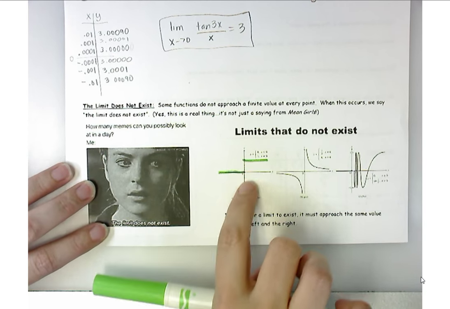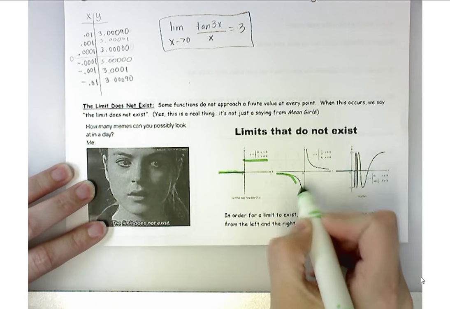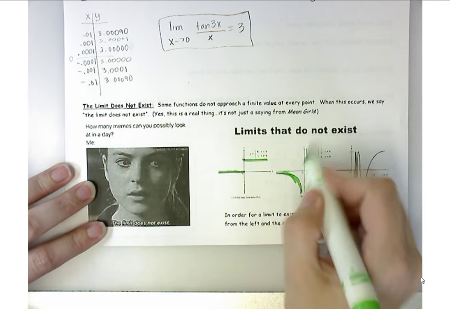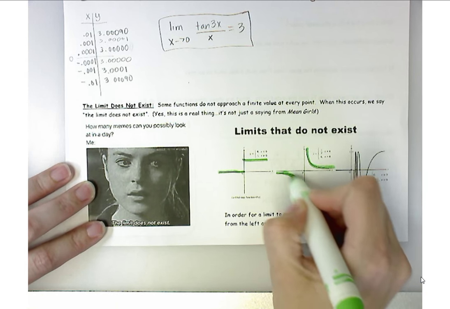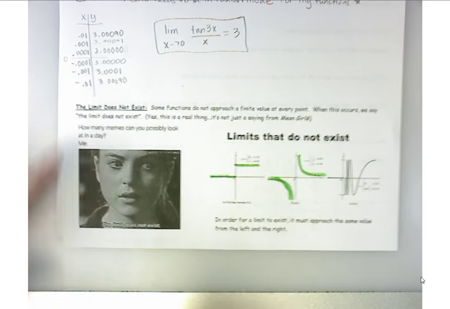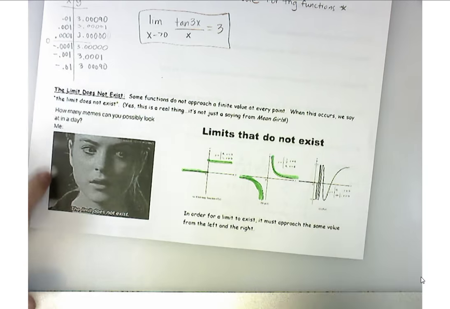It's hard to see them, so I'm just going to highlight them for you. So see how these two are going to separate values? This is similar to one that we had on our sheet from yesterday. It says how many memes can you possibly look at in a day? Me, the limit does not exist.